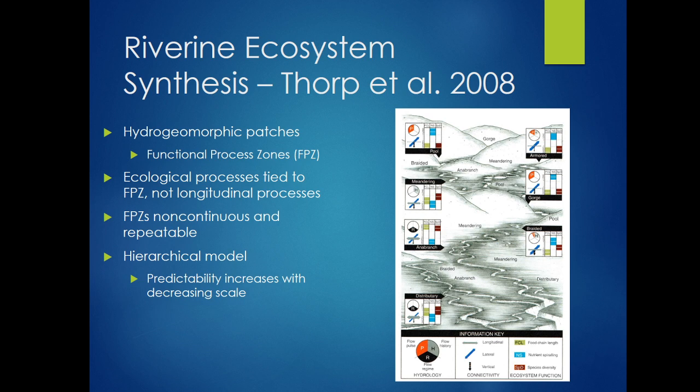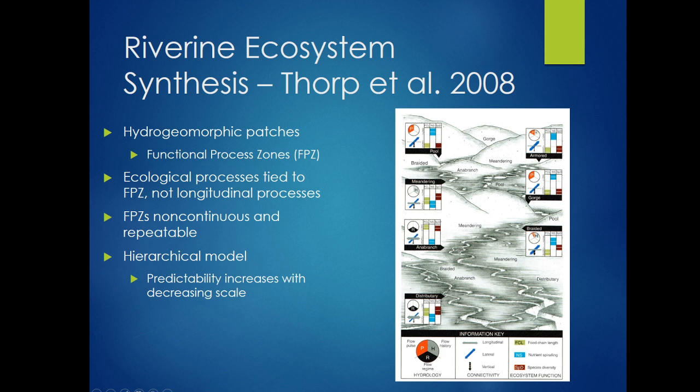After Thorp and DeLong wrote this riverine productivity model, they wanted to extend their ideas into a bunch of different ecosystems, and they came up with the riverine ecosystem synthesis. Now, there are some good things about this model. It's a patchy model rather than a continuum. So they had this idea that the river has different patches, in this case what we call functional process zones, basically different channel patterns here.